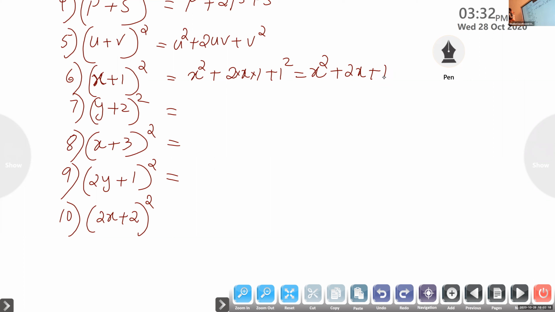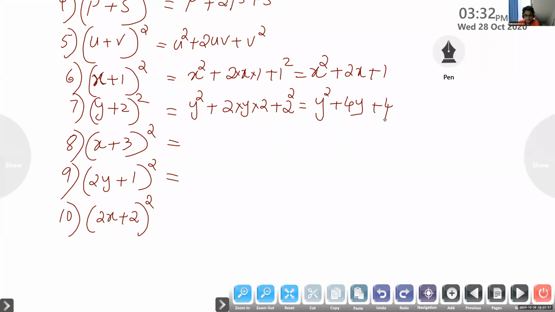Ma'am, I wrote 2 into 1x. Then also it is 2x. Correct. Ma'am, seventh one then. Seventh one, in the place of a it is y, in the place of b it is 2. So y square plus 2ab means plus 2 into y into 2, plus 2 square. That is 4y. So y square plus 4y plus 4.